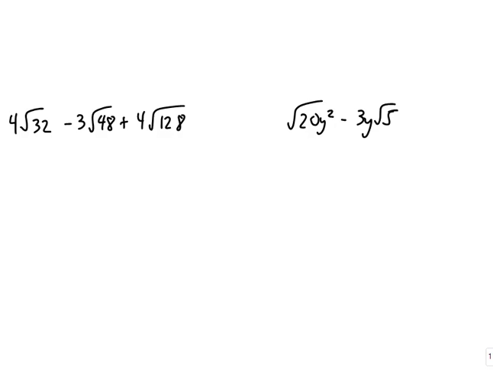Okay, and the next example, same thing. We've got 32, 48, and 128. All of those numbers under the radicals are not reduced because they're divisible by perfect squares.